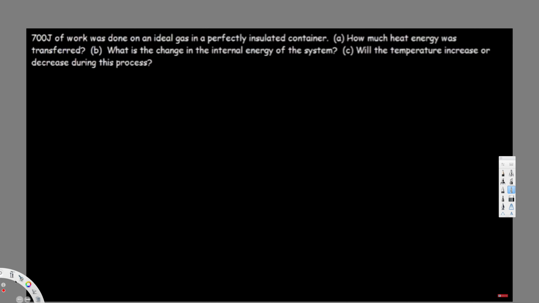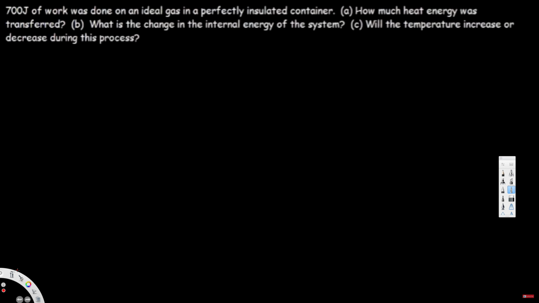What's going on, guys? Let's do this problem right here. The question is asking: 700 joules of work was done on an ideal gas in a perfectly insulated container. How much heat energy was transferred?